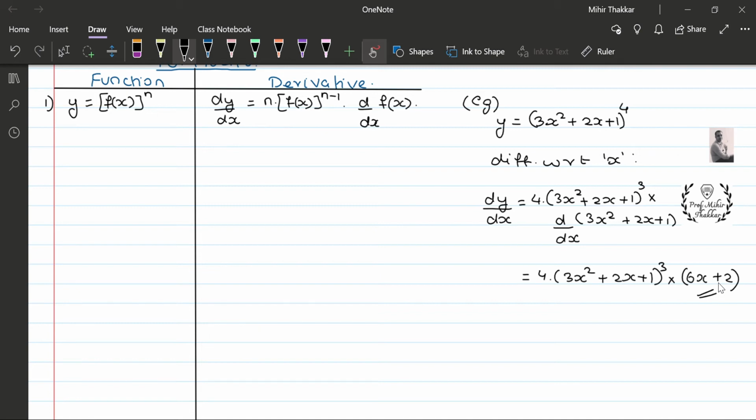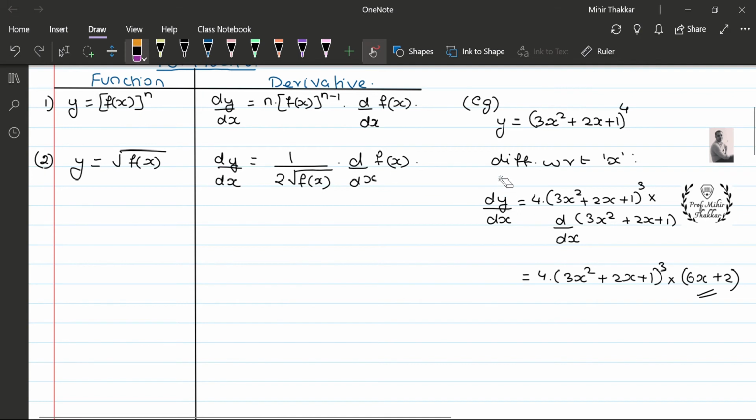In the same way, when I want to apply the second formula, let us see what the second formula is over here. y is equal to root fx. Yes, you got it right. When we take root x, then the derivative of root x is 1 upon 2 root x. So instead of x, I have fx. In the same way as we did in the previous case, it will be 1 upon 2 root fx into the derivative of fx. Once again, let us see an example for this also.